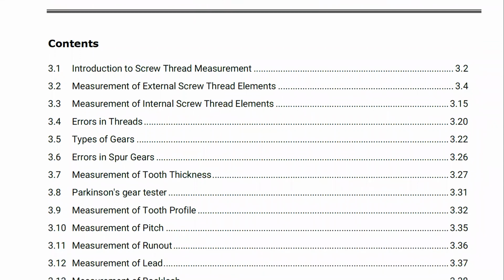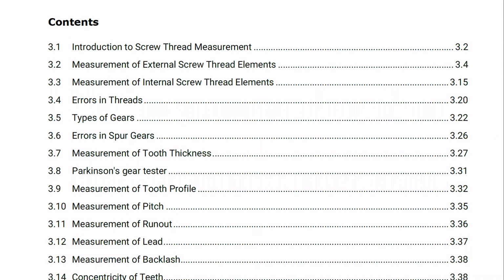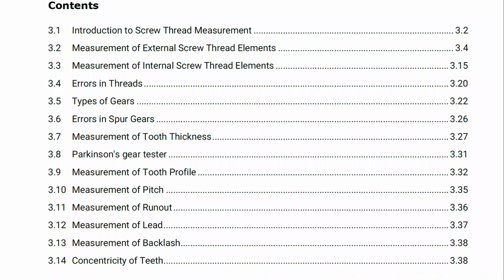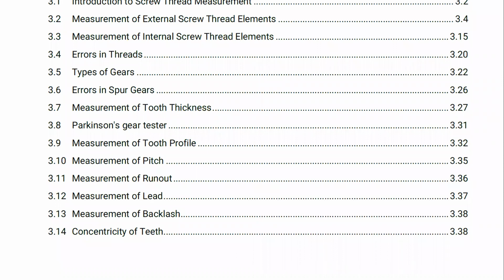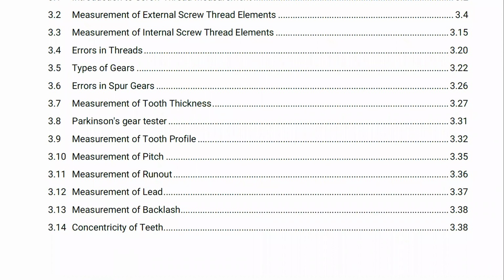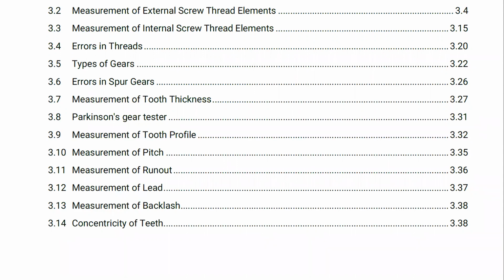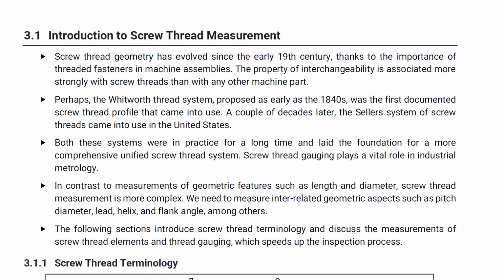Then we will come to the gear portion, and in gear, first of all, we will discuss the types of gear, then what are the errors in spur gear, then how we will be able to measure the tooth thickness. After that, we will see the Parkinson's gear testers, then measurement of tooth profile, and measurement of pitch, run out, lead, backlash. These are the terms which are very useful in gear geometry. Then concentricity of teeth. This we will see in this chapter. So let us start with the first introduction portion.